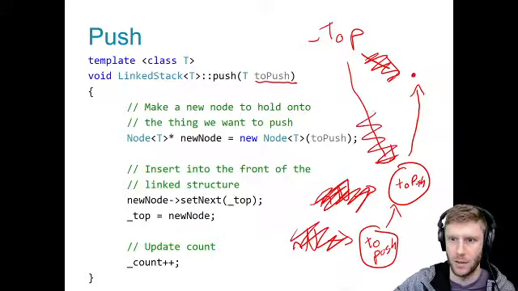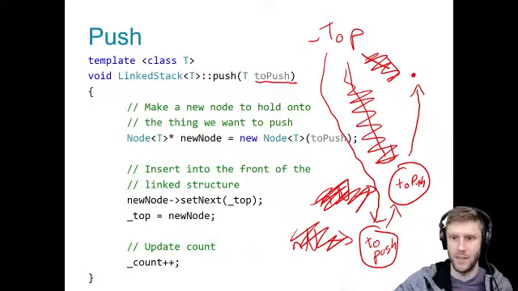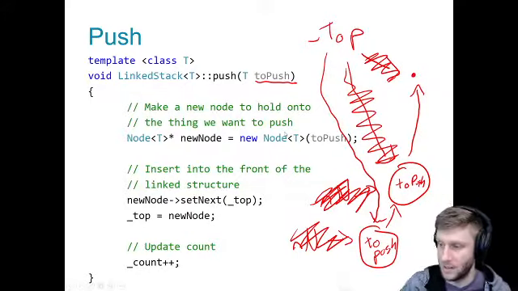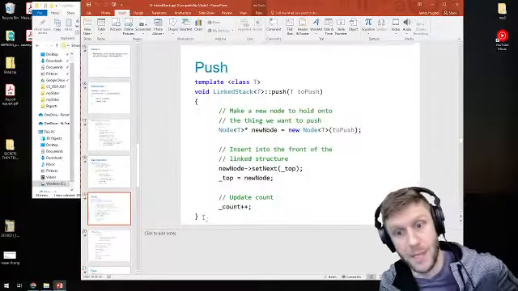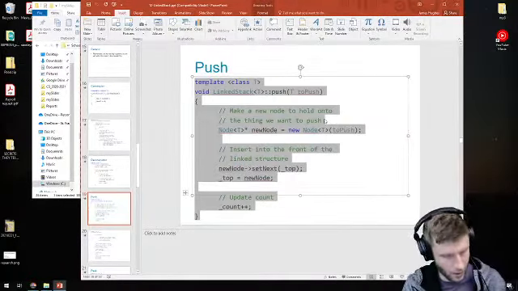All right, perfect. So you don't go there. There. So this is the top. This is the next thing. This is null. So that's how the push works. This is awesome. Easy peasy. So I'm going to copy this code over.